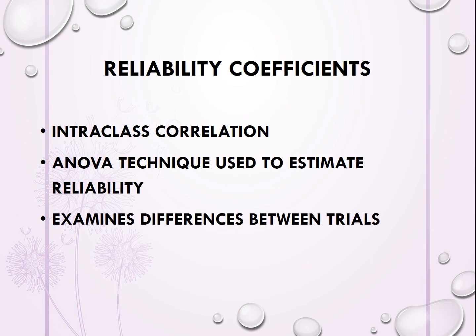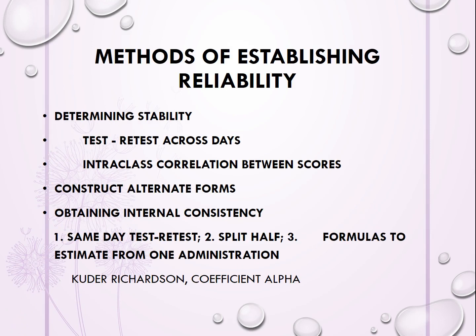Rather, we use intraclass correlation to calculate reliability coefficient. This method uses ANOVA technique used to estimate reliability. It examines differences between trials. In the following slide we will talk about the method to calculate reliability coefficients. There are generally 3 methods of establishing reliability. 1. Determining stability.